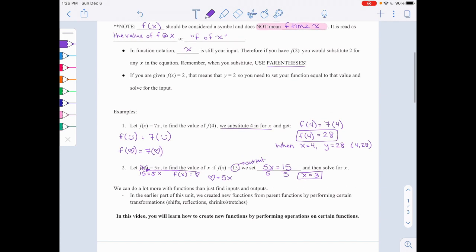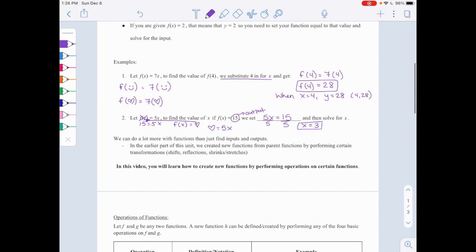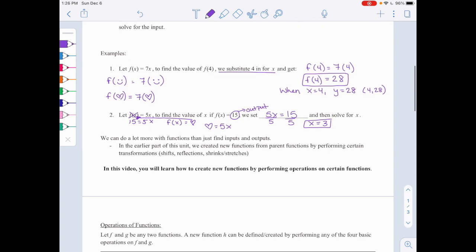So that should be review. That should be a really quick overview and reminder of function notation. So it says we can do a lot more with functions than just find inputs and outputs. In the earlier part of this unit, what we just finished up, what we just had the quiz on, we created new functions from parent functions by performing certain transformations.